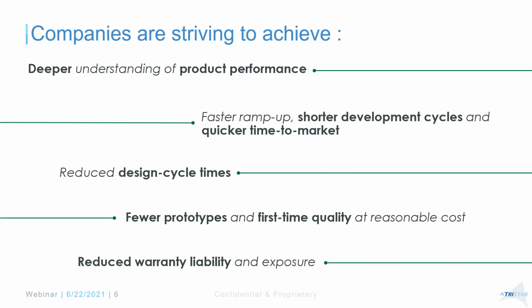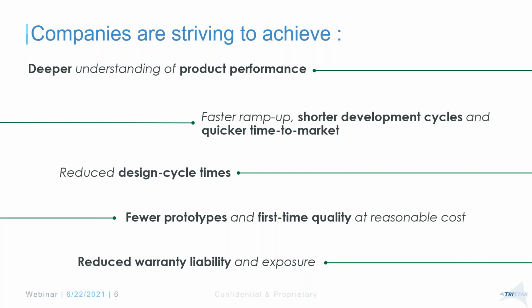pretty much all companies, if you think about product development companies in general and the teams that we speak to every day, are striving to achieve improvement in these areas that I've listed here. They want to have a better, deeper understanding of the product performance, that is, how it would perform in the field, for example. That'll help shorten development cycles and bring quicker time to market, leading to reduced design cycle times.